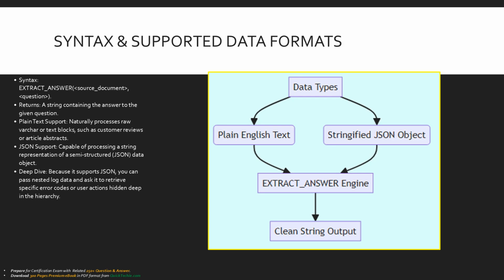Let's look at how you actually write this in your SQL code. The syntax is incredibly straightforward. You call extract answer, pass in your source document column, and then your question string. The function will return a clean varchar string containing just the answer.